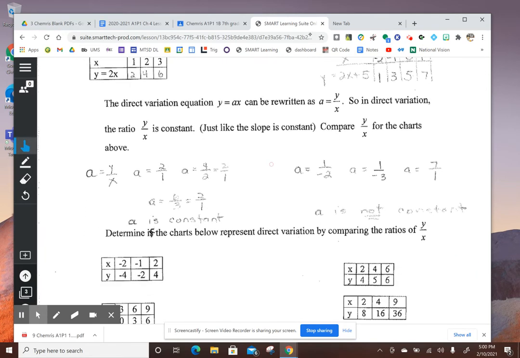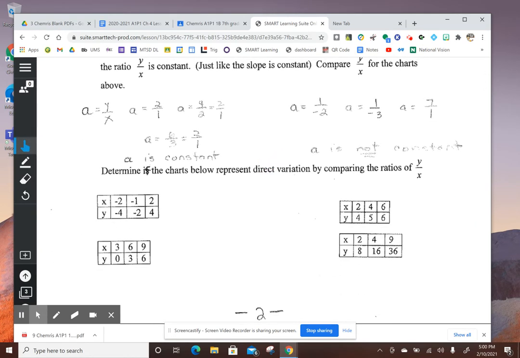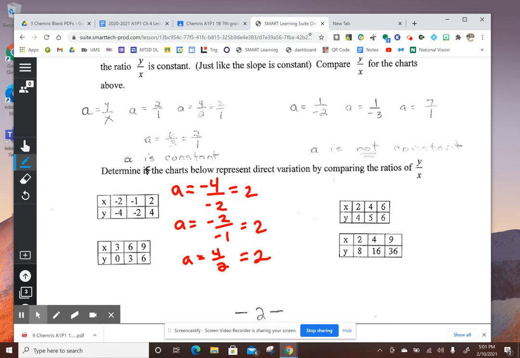So now we're going to look at these charts and we're going to decide, are these direct variation? So when I look at my first chart, I'm going to say, okay, I'm going to put y over x. I'm going to put y over x. And I'm going to put y over x. Now, I'm going to see what this equals. This equals 2. This equals 2. This equals 2. That means this is yes. It's direct variation, and a equals 2.